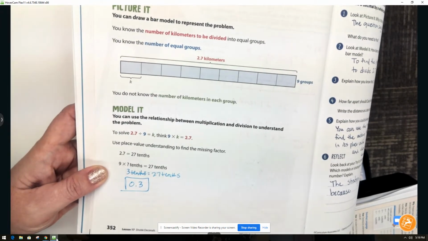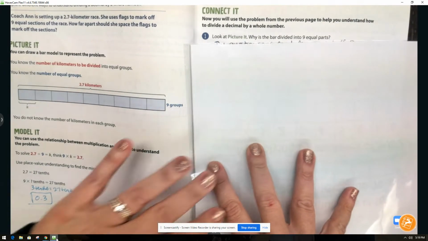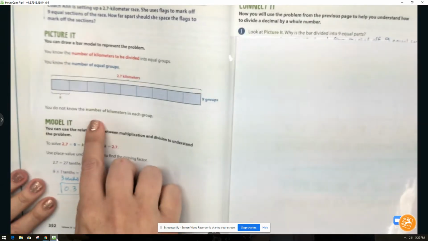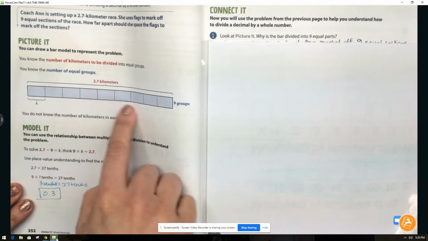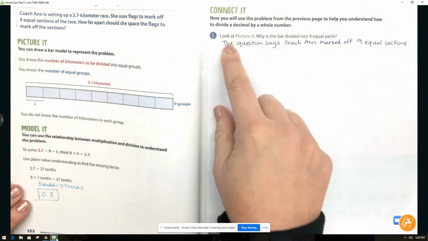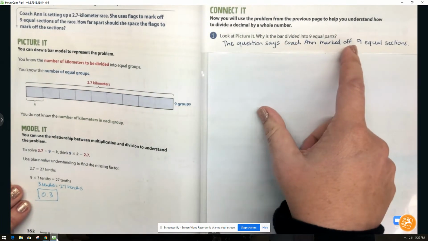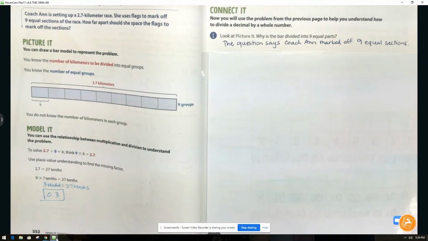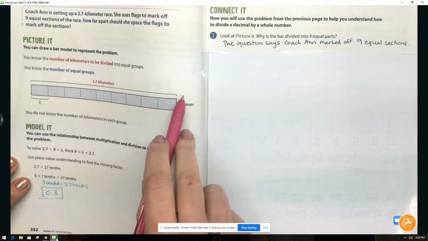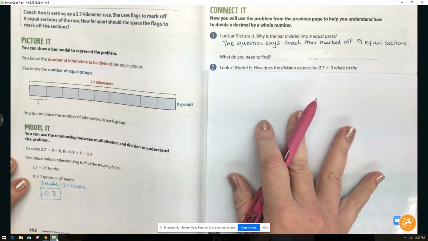And so we're going to do a little bit of talking about what we just did on that last page. So it says, why is the bar divided into 9 equal parts? So on this picture over here, why is this divided into 9 equal parts? Well, that's actually pretty easy. The question says Coach Ann marked off 9 equal sections. Therefore, since there were 9 equal sections, that means that there were 9 equal parts. So that's why we broke this into 9 parts, because there are 9 groups.